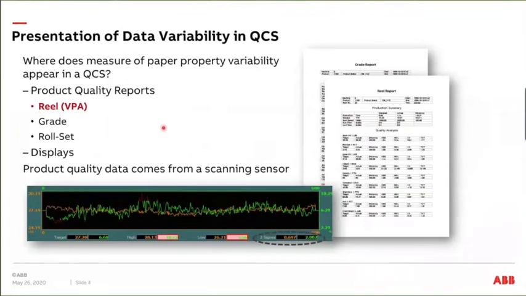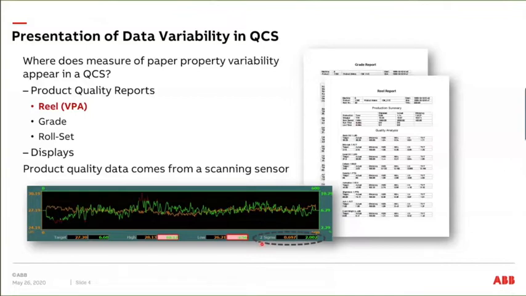Now, when you're looking at the QCS system, whether it's an ABB system or another vendor's QCS system, there are displays and reports, and a lot of those reports and displays do have, for example, on a profile display, the word 2 sigma. The 2 sigma value, and we'll get into that in a little more detail here, is a measure of the variability of, in this example, a profile.